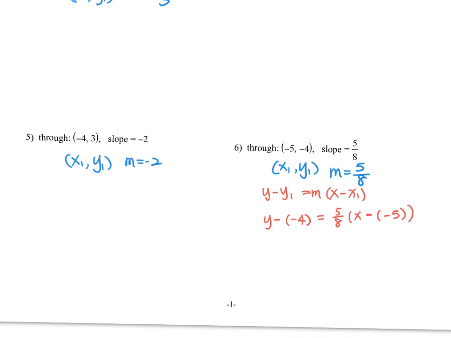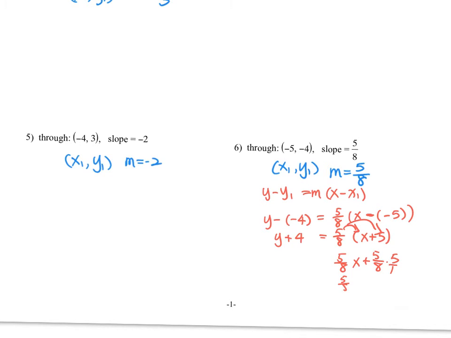Remember, again, how I carry this x minus down, then plug in the x1. Double negative makes a positive here. I'm going to simplify the inside. Double negative makes a positive. And now if I distribute, I have 5/8x plus 5/8 times 5. There's nothing to cancel. 5 is just 5/1.